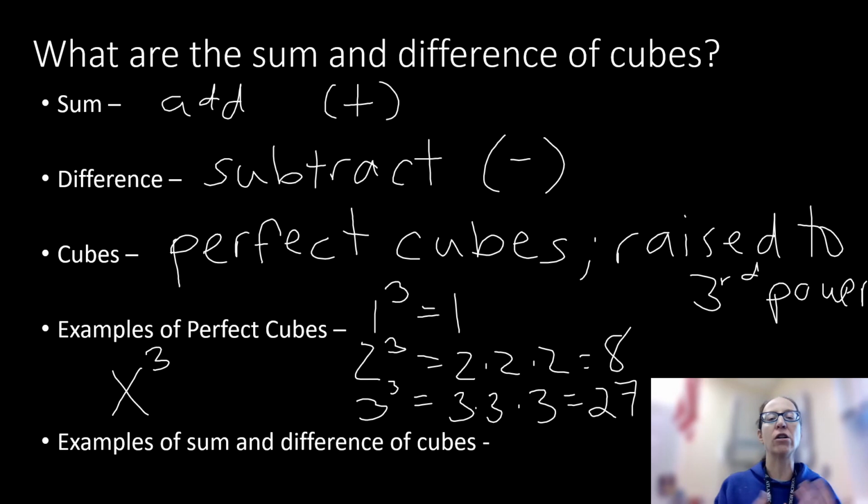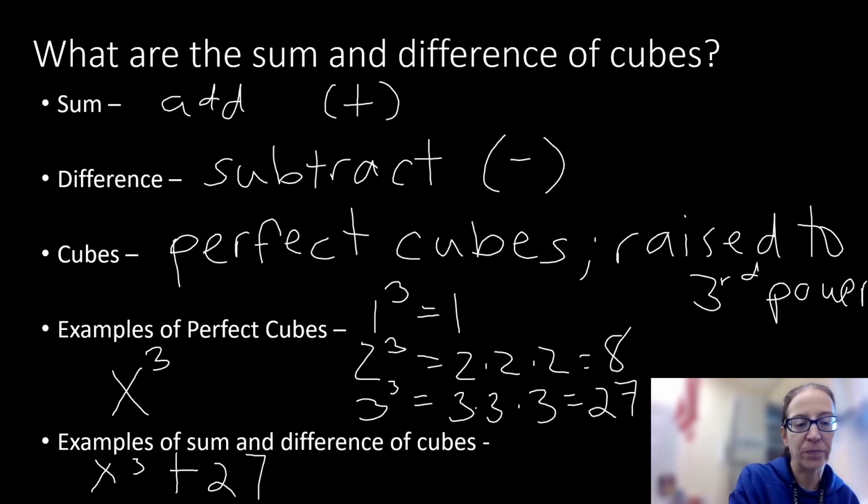So when we're talking about cubes and we're adding and subtracting cubes, these are the things that we're talking about. Numbers like 1, 8, 27, 64, and so forth. So an example of a sum or difference of cubes problem could be something like x to the third plus 27. Okay, x to the third plus 27, that would be the sum of cubes. So you have x to the third, which is a perfect cube, and 27, which is a perfect cube. So that would be the sum of cubes.